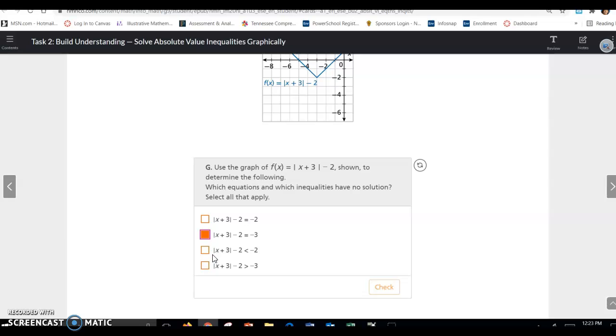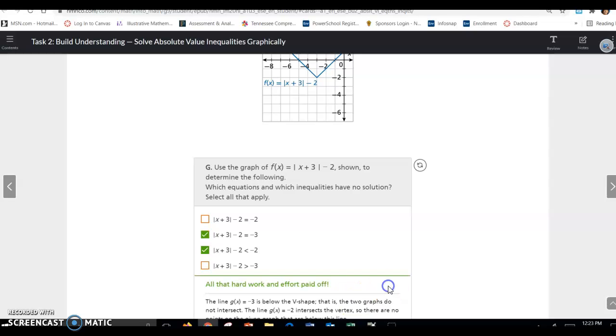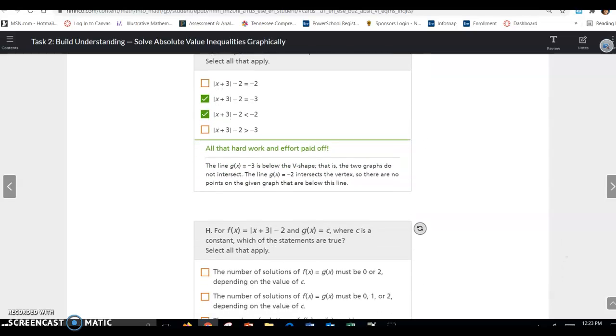All right, and then the inequality, if I add 2 to both sides, I get 0. So this is less than 0. That's not going to be true because remember, absolute value is a V-shaped graph that's turned up, and it can't be less than 0 unless there's a negative sign in front of it. So if I do add 2 here, I get negative 1. So this is greater than negative 1. That would be true. So this says find the ones that have no solution. So the 2 in the middle should have no solution.